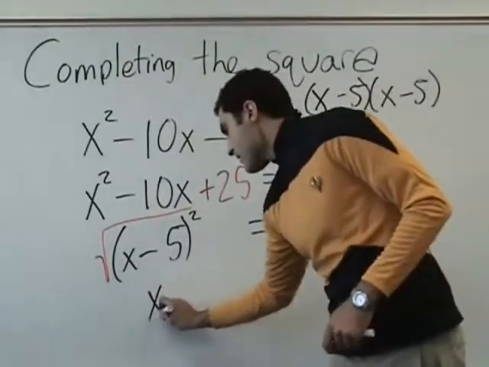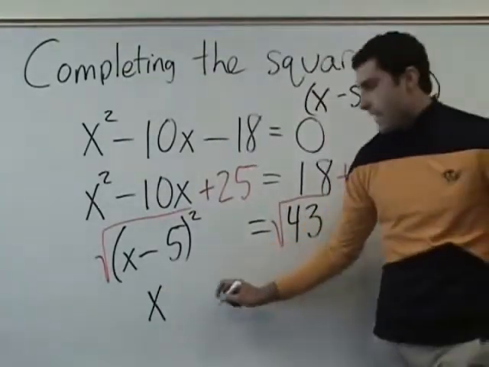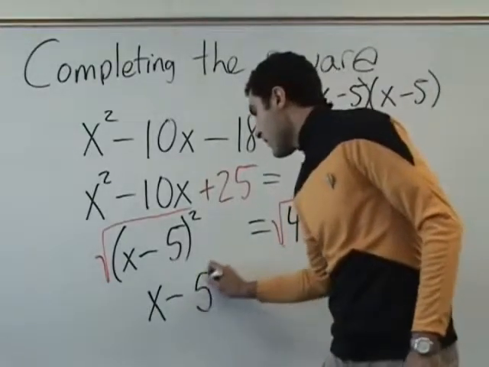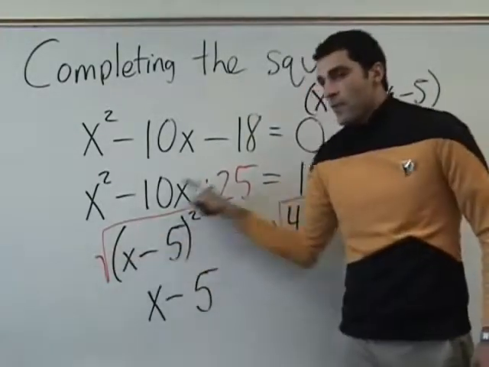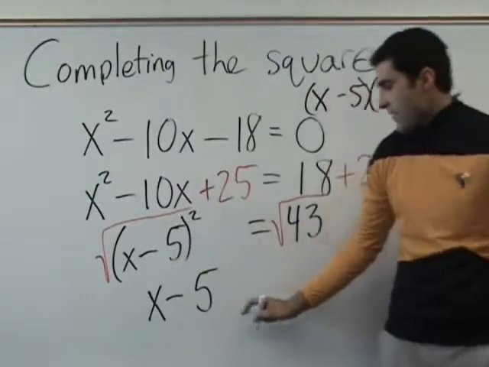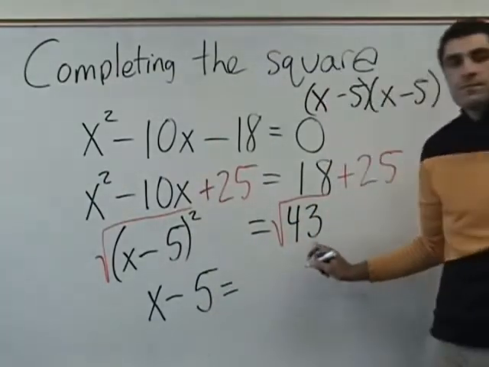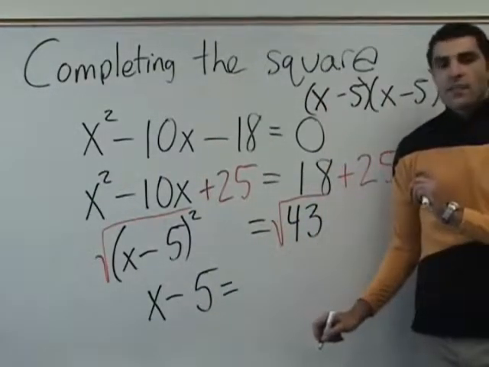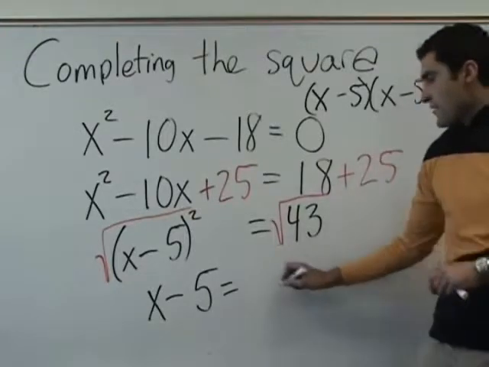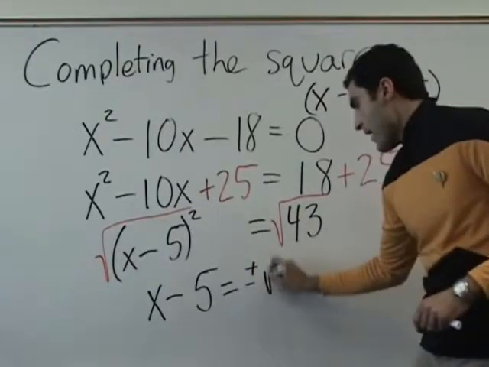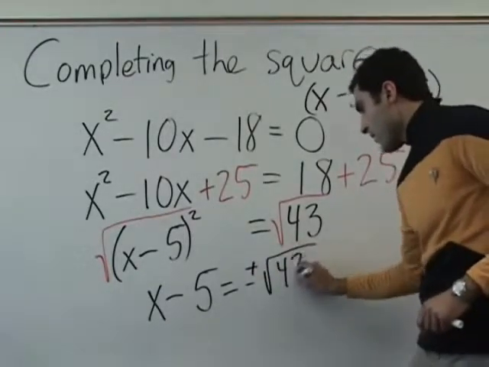So this is x what? It's x squared minus 10. No, no, no. Minus. We square rooted both sides. Oh. So we got x minus 5 equals 6.56. Okay, we're going to leave it in square roots, and we're going to say plus or minus the square root of 43.